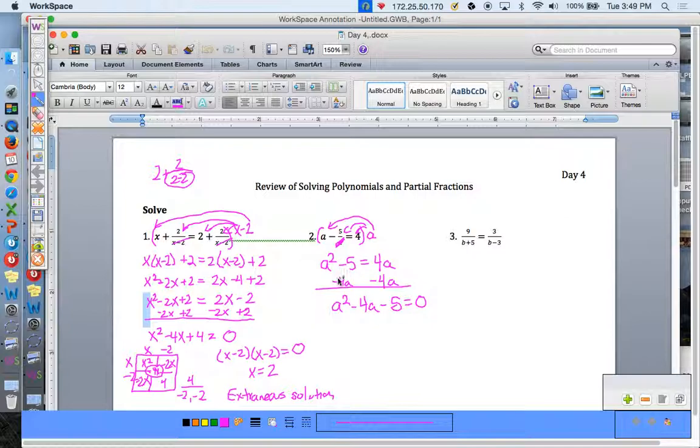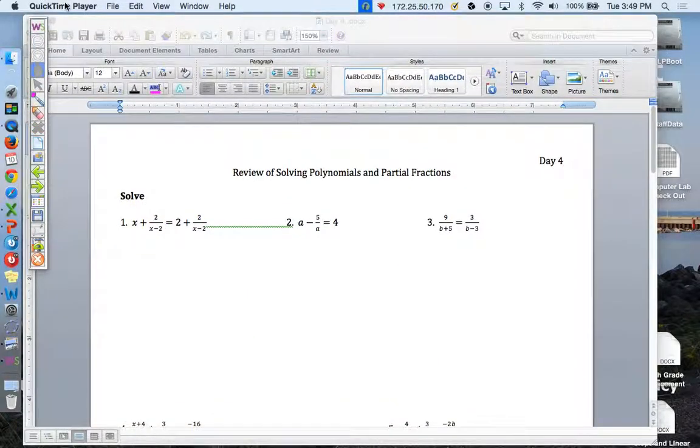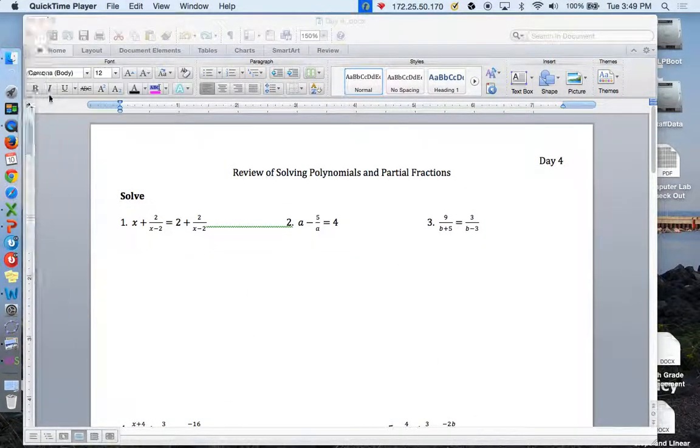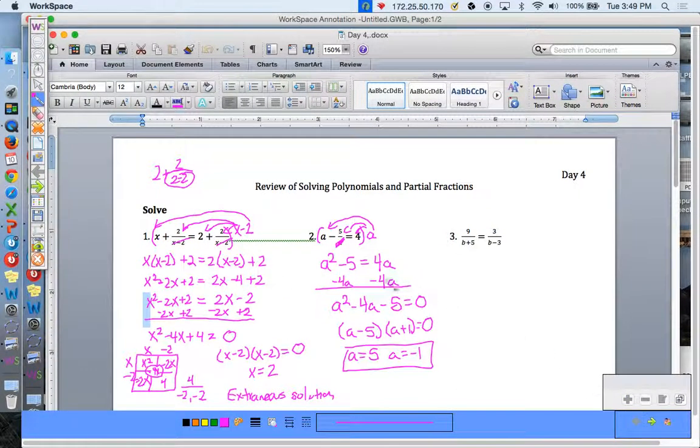And some of you are able to see this without the box and circle. If you need to do the box and circle, pause the video at this time. But those of you that can see it without, we'd have a minus 5 and a plus 1 equals 0. So we have a equals 5 and a equals negative 1. And we can check those here, and it looks like everything should work because we can have a 5 in our denominator and a negative 1.